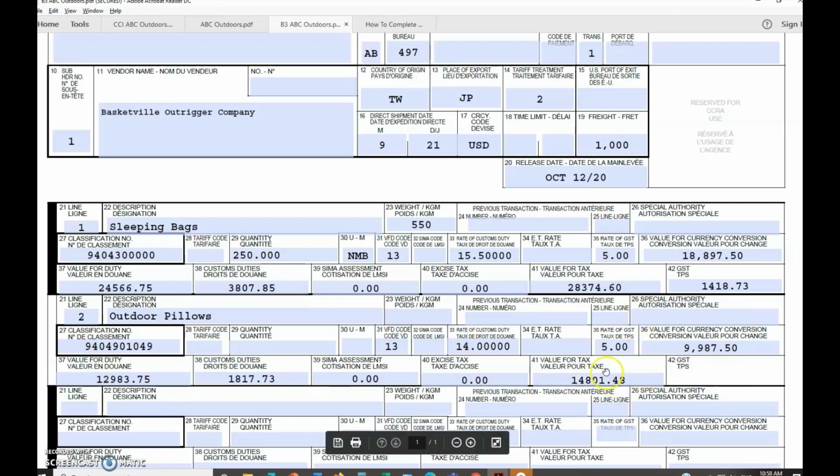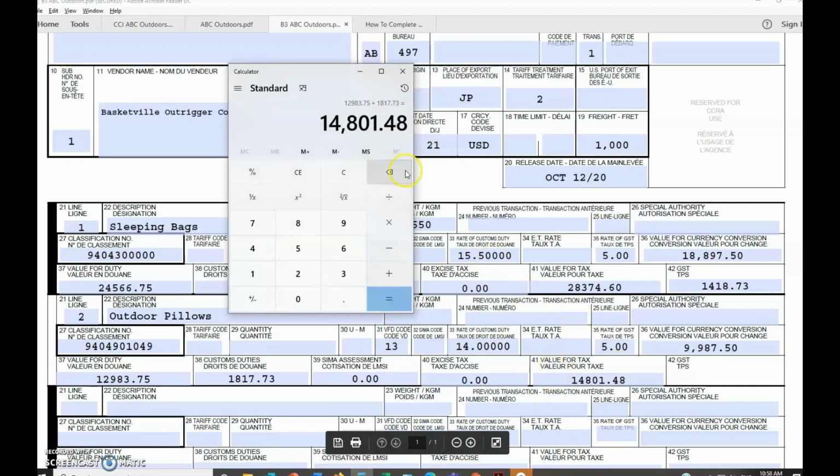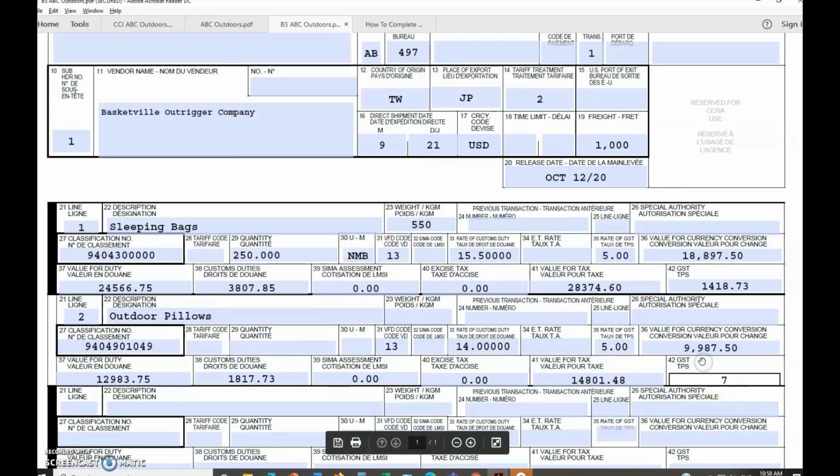The GST is the value for tax times the rate of GST. So we take the $14,801.48 times 5%, which gives us $740.07. Bingo.